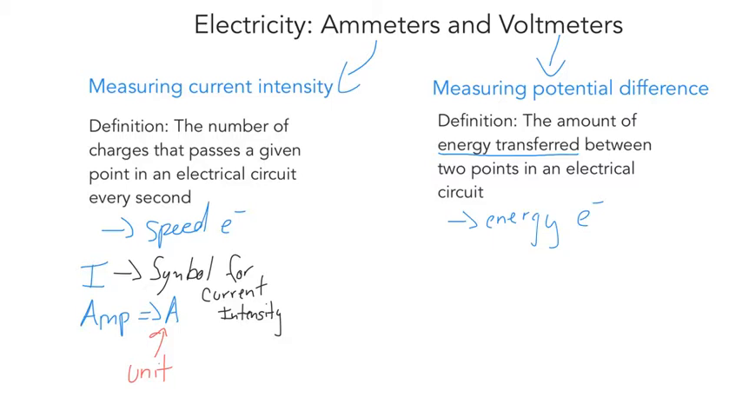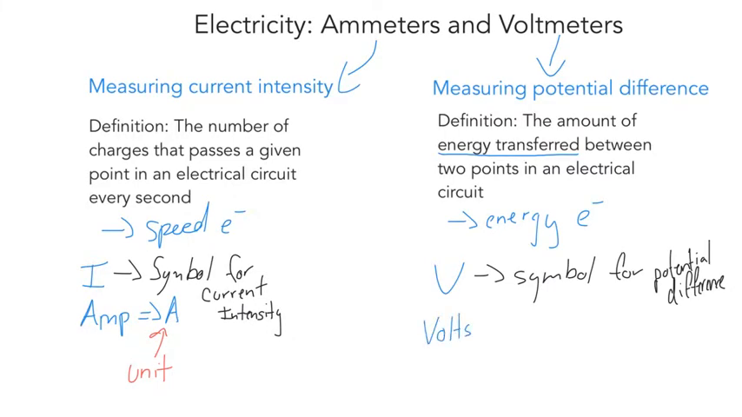Now, for potential difference, and this is, I guess, why everyone mixes them up, the symbol for potential difference is V. And the unit is volts, whose symbol is also V. So I think this is why everyone gets confused. Potential difference is quite simple: its symbol is V, and the one-letter acronym for volts is V. The symbol for current intensity is a little bit different: the symbol is I, and the unit is A.